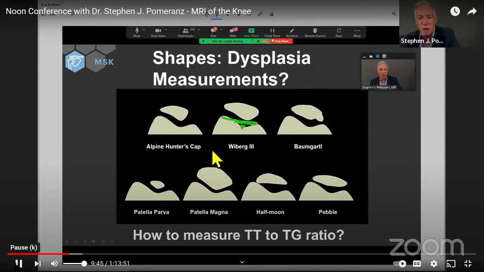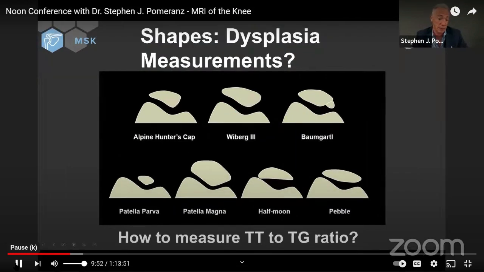We'd have a de jure B. What if we have a bump in the middle of the groove? That's a real problem. Then we'd have a de jure C. So those are a little bit more sophisticated, but they are very relevant to young people with knee pain.